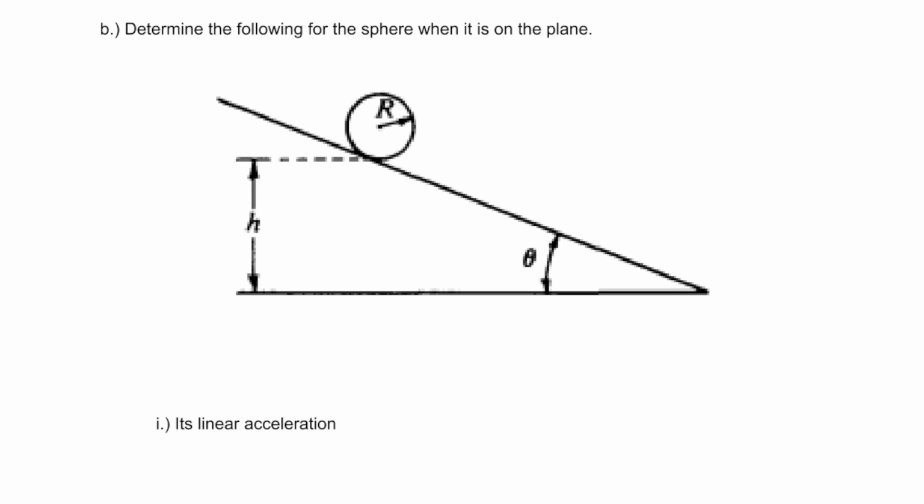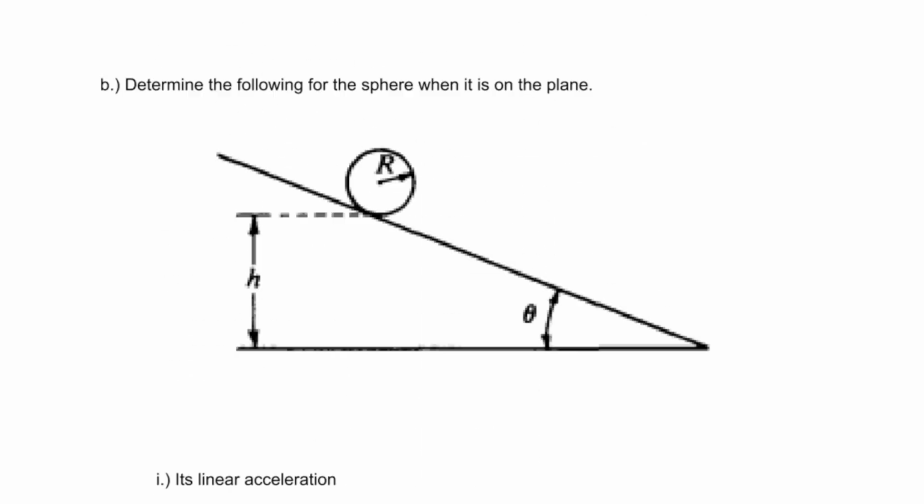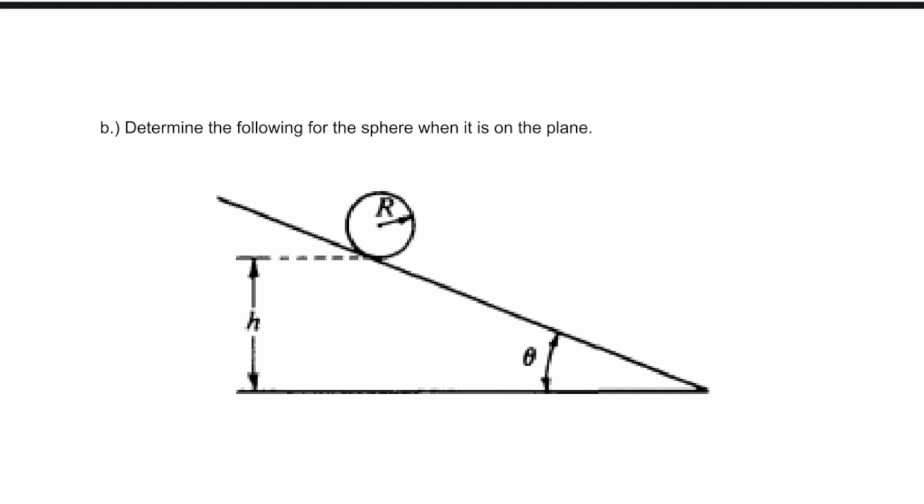Determine the following for the sphere when it is on the plane: acceleration and frictional force. Well, this sounds like it's time for a free body diagram. So first, this is the actual free body diagram before we use some components. So we're just going to use a blue label here for our weight force mg that acts directly downwards. Then our normal force is acting directly out of the plane.